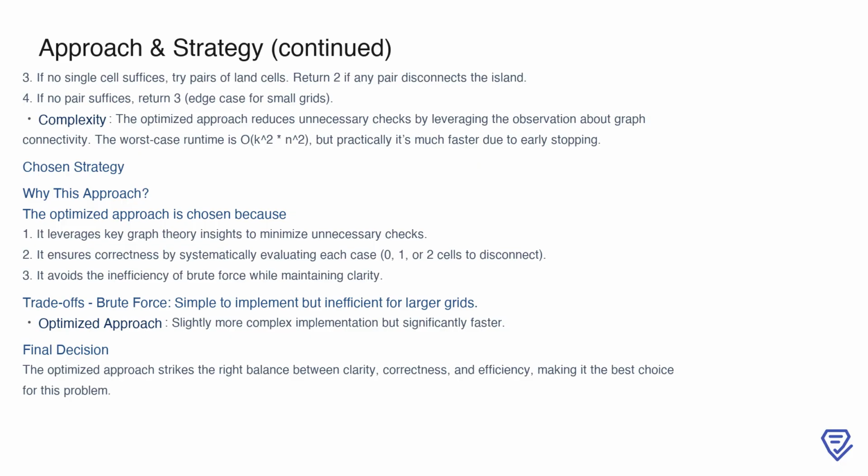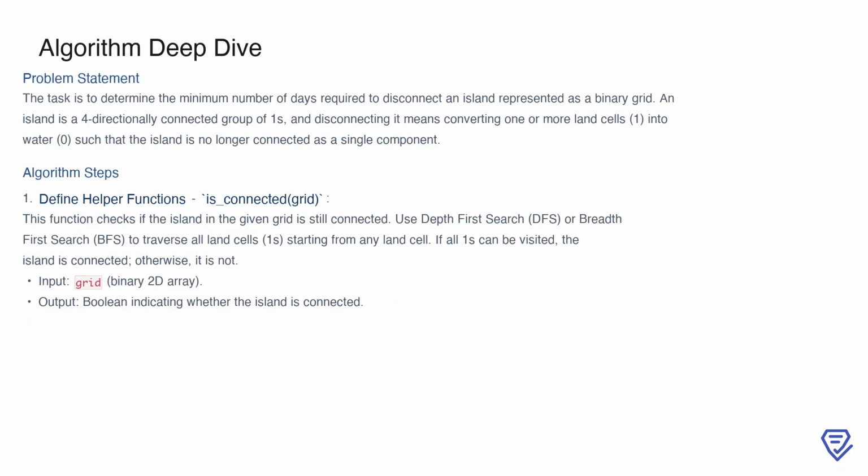To solve the problem, we need to figure out the minimum number of days required to disconnect an island represented as a binary grid. An island here is defined as a group of land cells, or ones, that are connected either vertically or horizontally. Disconnecting the island means turning one or more of these land cells into water, or zeros, so that the group is no longer a single connected component.